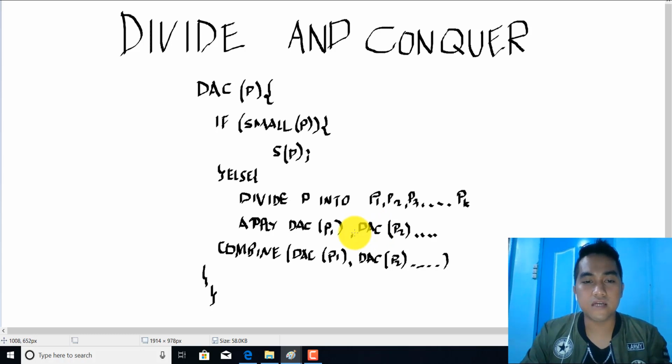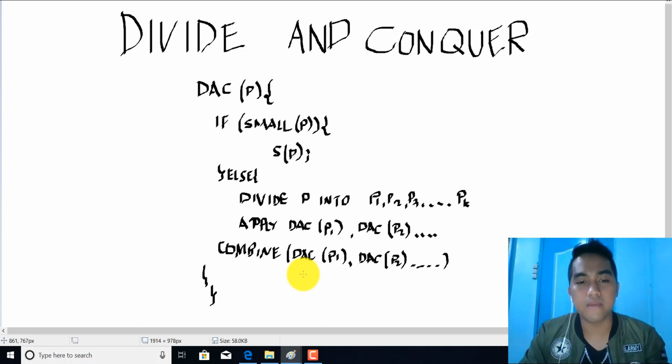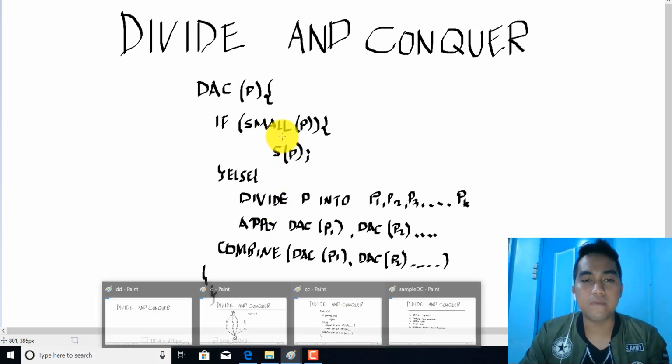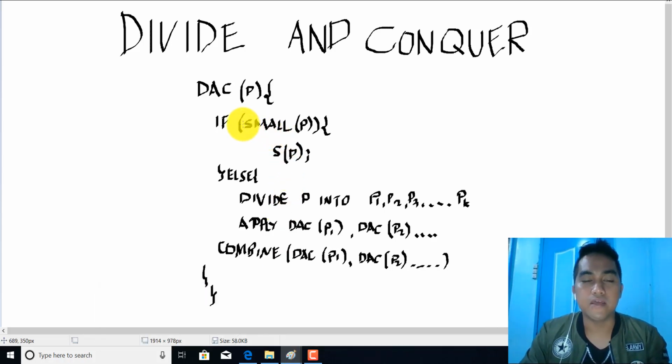To get the solution, you need to combine the different solutions from divide and conquer problem 1, divide and conquer problem 2, and so on. So that is how the divide and conquer method works, the strategy to solve large problems. If that problem is a small problem, then directly solve it.